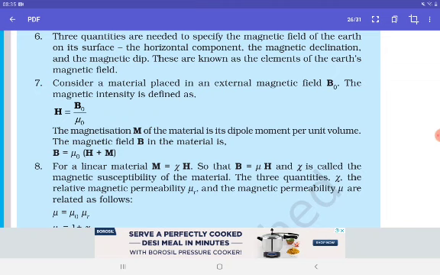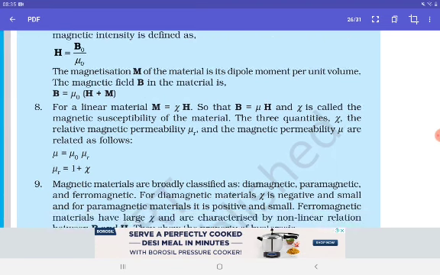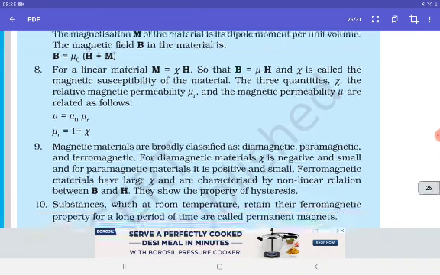Eighth, for a linear material M = χH, so that B = μH, and χ is called the magnetic susceptibility of the material. The three quantities χ, the relative magnetic permeability μr, and the magnetic permeability μ are related as follows: μ = μ0 μr = μ0(1 + χ).